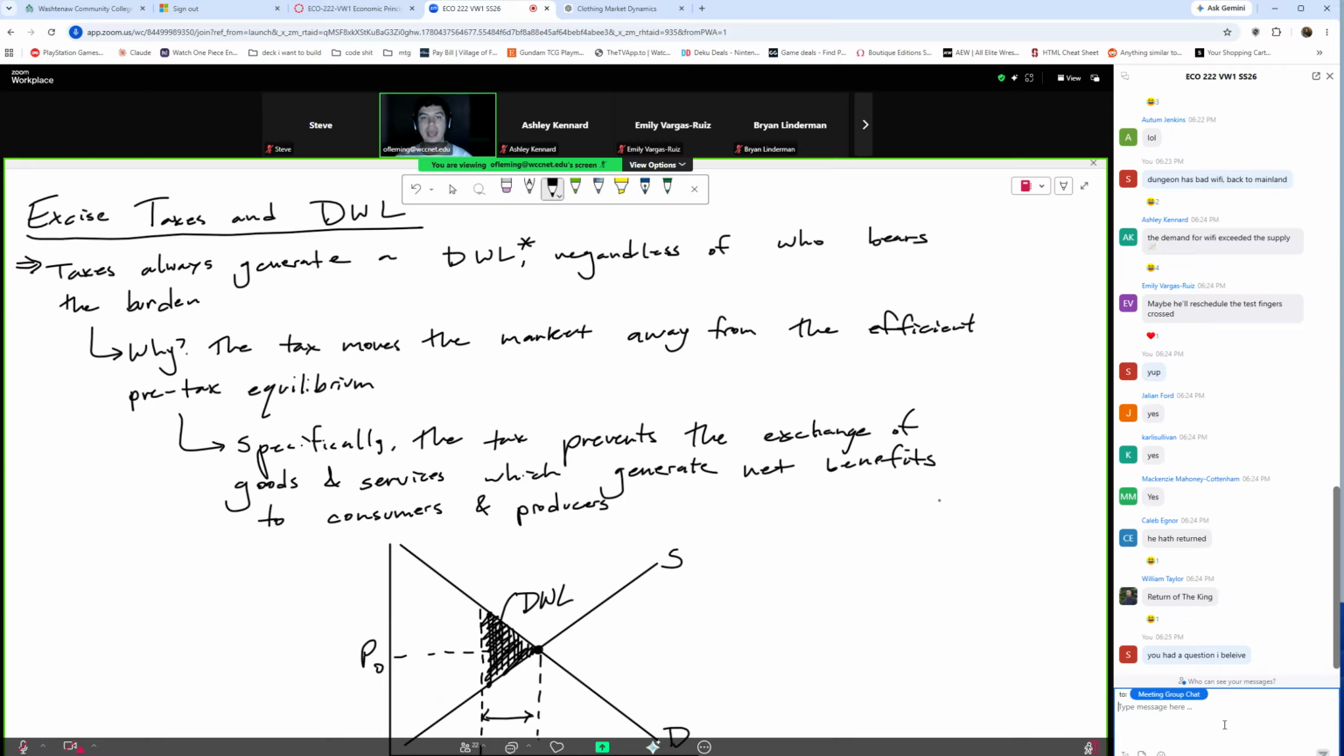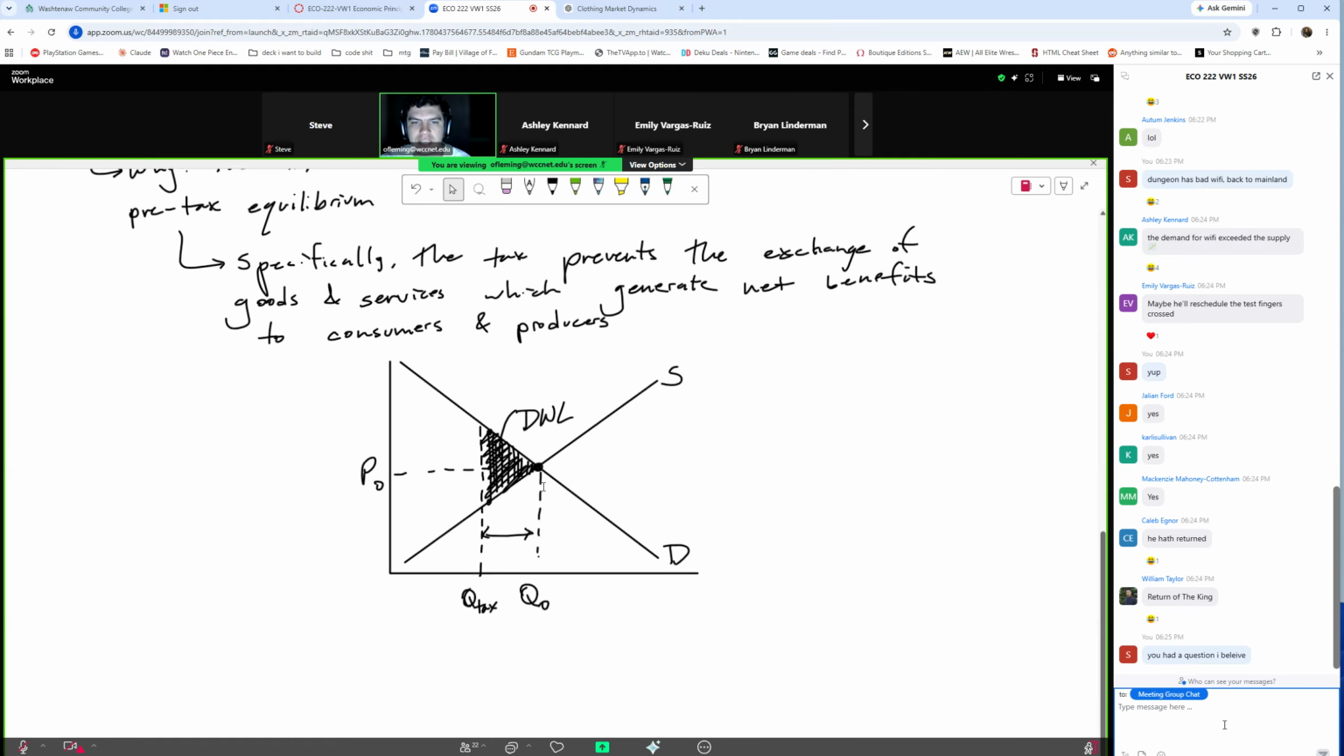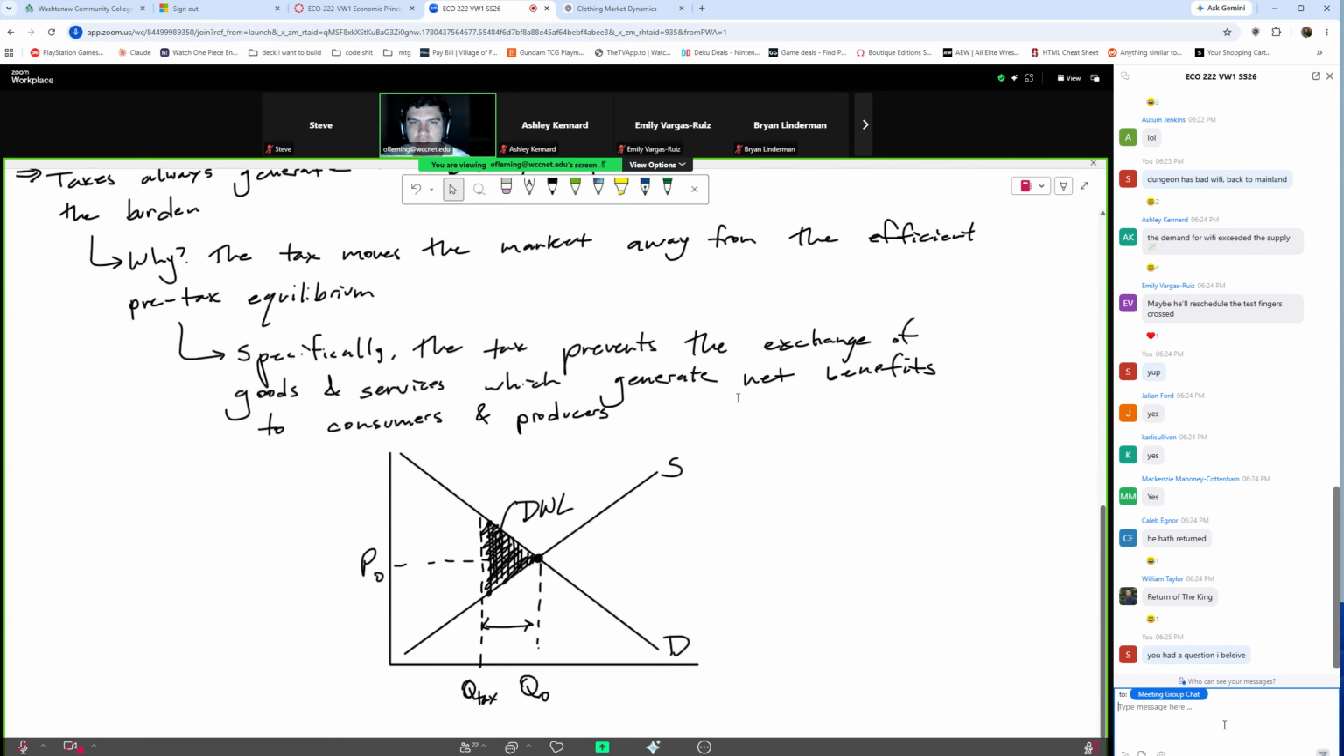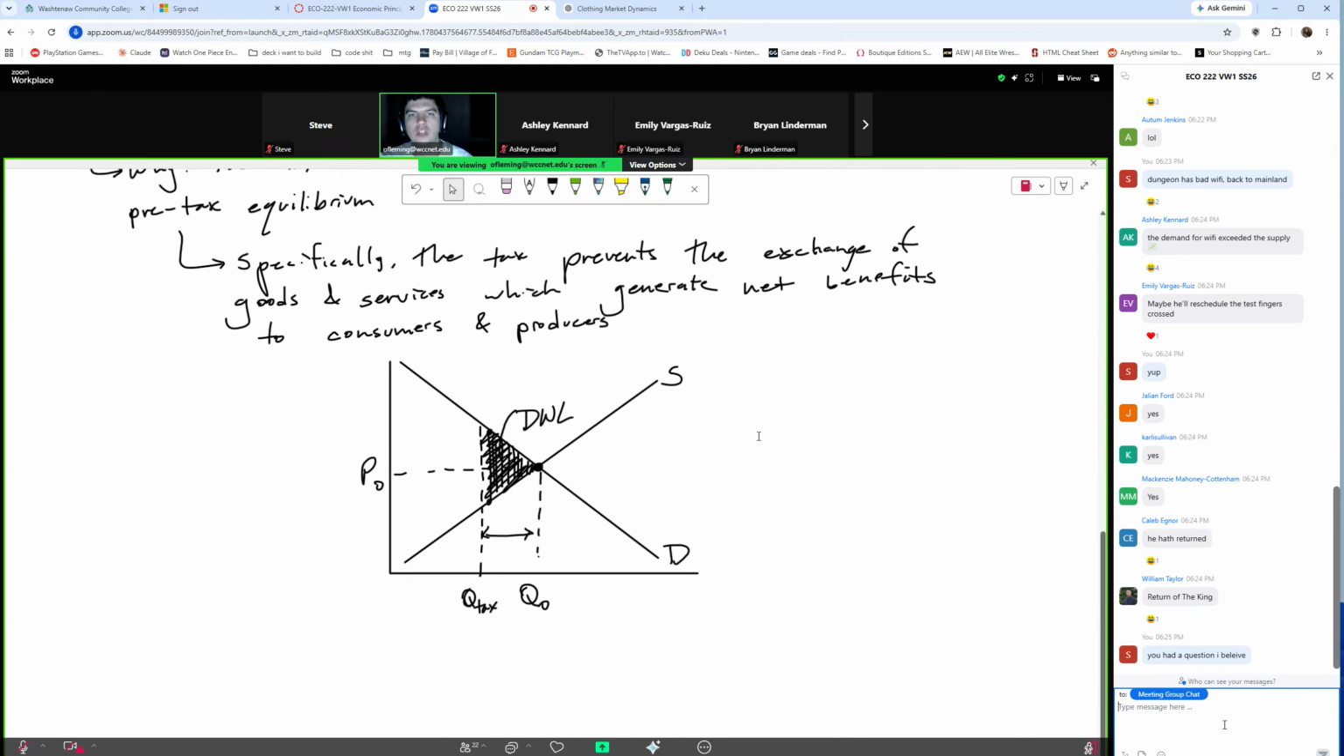And that is if, okay, look, why does a tax generate a deadweight loss? It moves the market away from the efficient pre-tax equilibrium, specifically in terms of the quantity. It prevents the exchange of goods and services, which generate net benefits. So when a tax doesn't generate a deadweight loss, apparently it will have not affected the quantity in the market. Now, when is that going to be? If demand is perfectly inelastic.